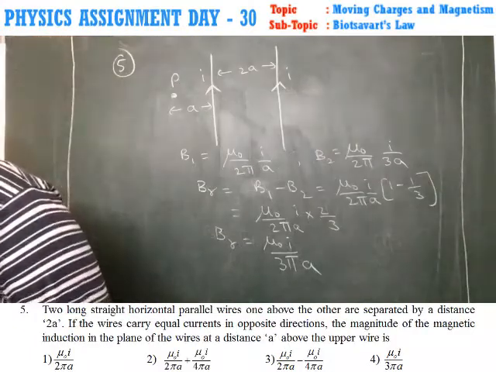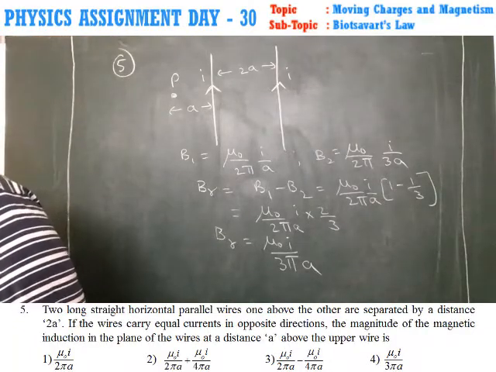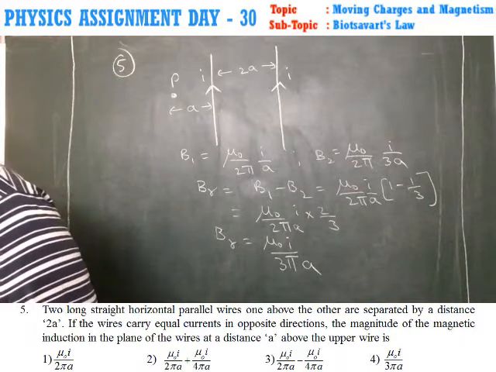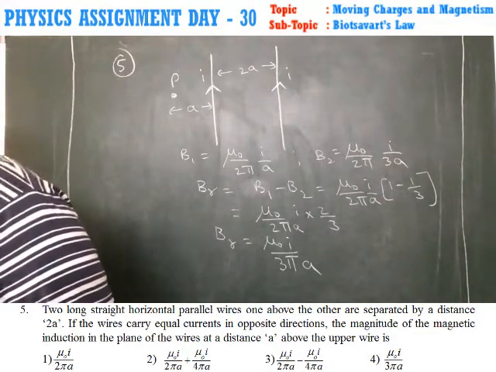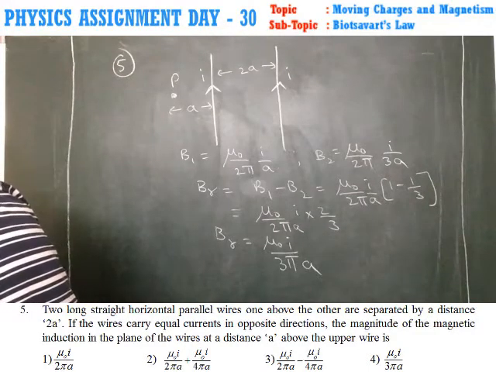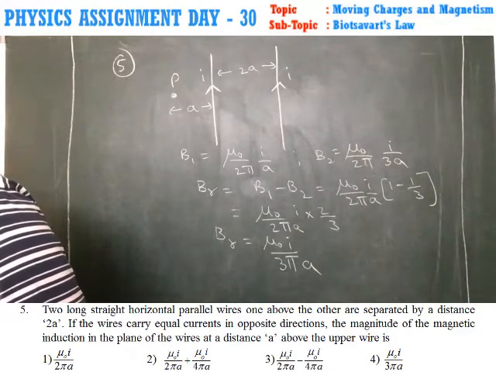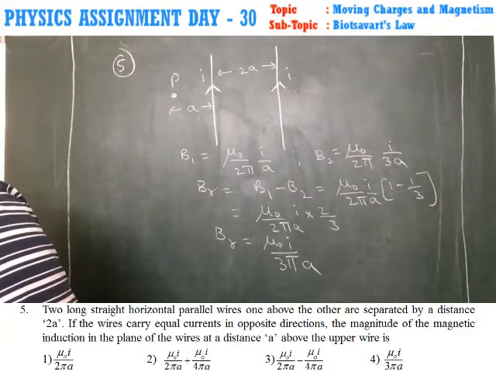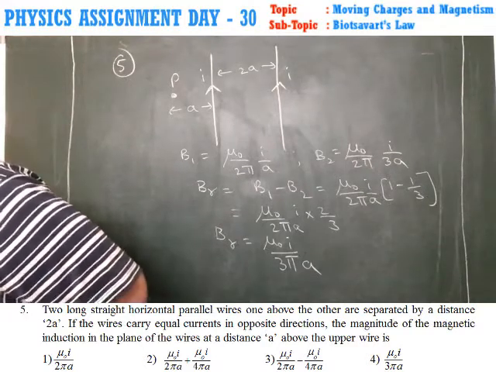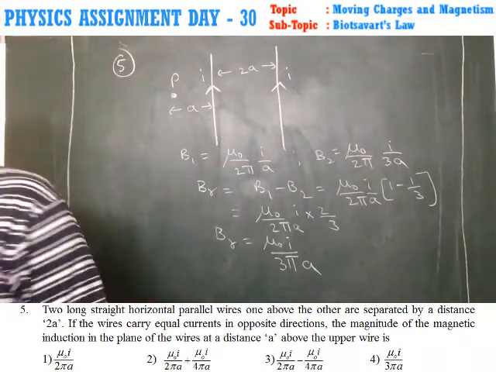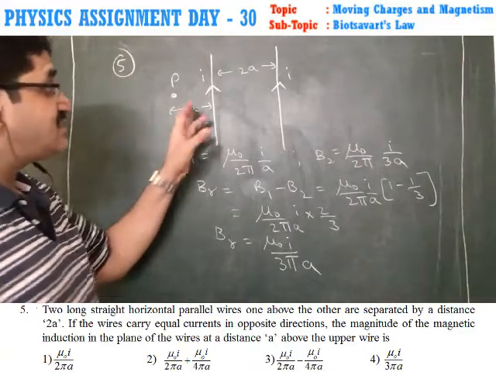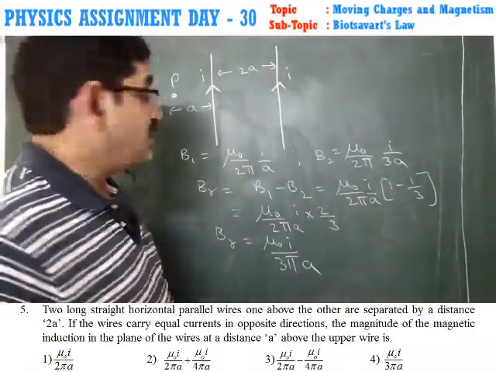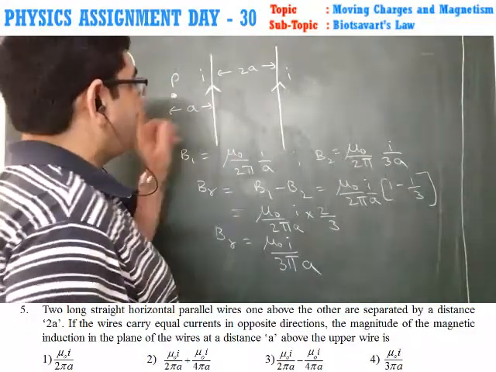Fifth question. Two long straight horizontal parallel wires, one above the other, are separated by distance d. If the wires carry equal currents in opposite directions, the magnitude of magnetic induction in the plane of the wires at a distance small a above the upper wire is asked. So imagine this is the upper wire, this is the lower wire, and the point is above the upper wire at a distance a.